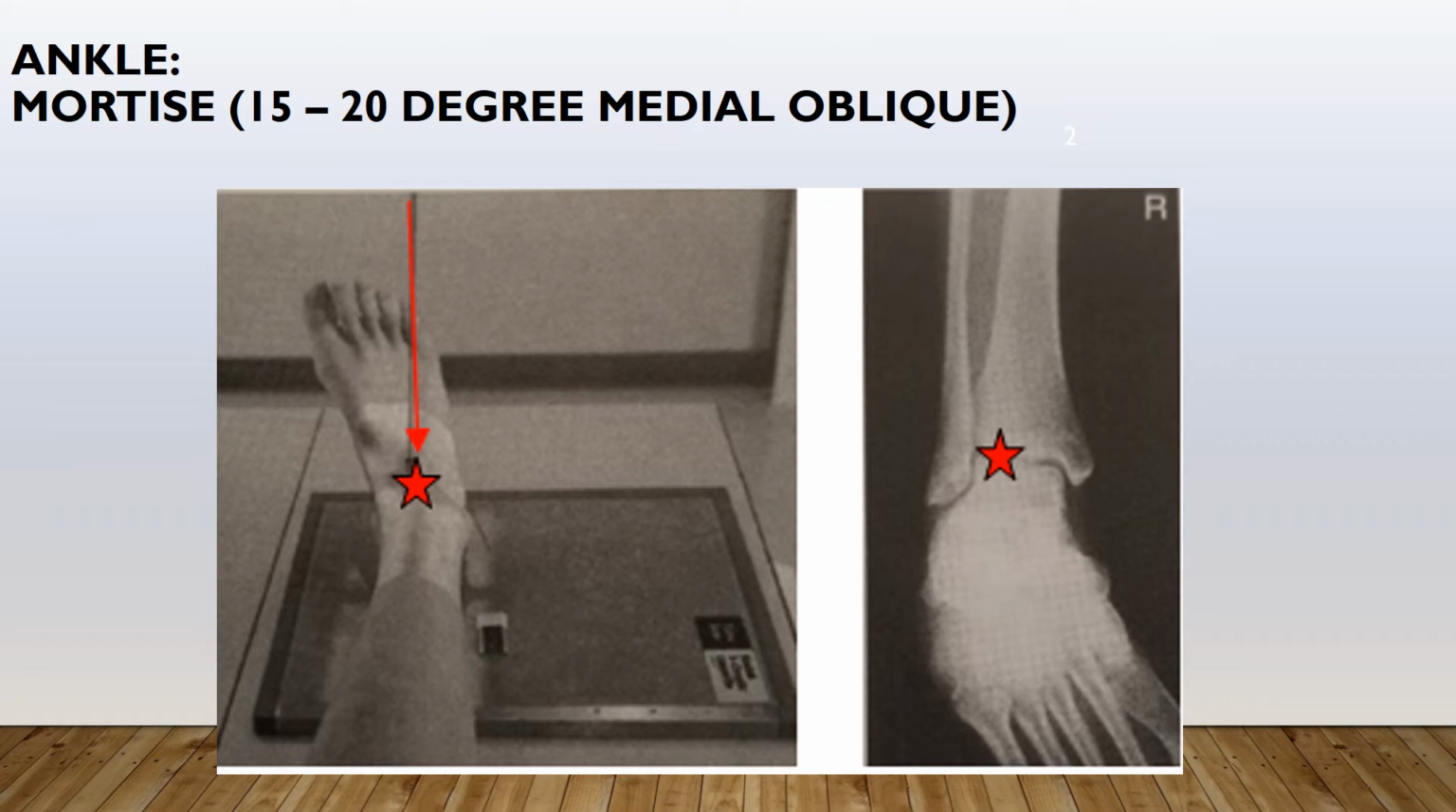Here is a mortise view. This is the one that most hospitals are requiring for patients that come in for an ankle x-ray. With a mortise view, you are going to have the patient supine or seated on the table. Rotate the leg and long axis of the foot internally 15 to 20 degrees so that the intermalleolar line is parallel to the tabletop. You want to make sure that the center ray is midway between the malleoli.